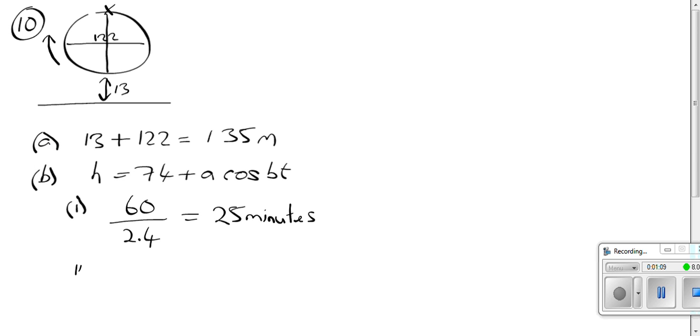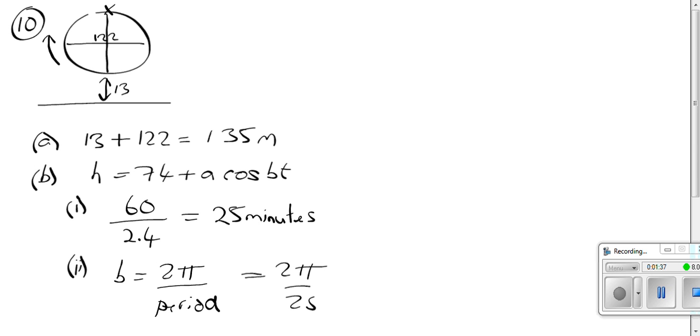In part 2, it therefore wants to know what the value of b is. Okay, we generally know that b equals 2 pi divided by, what? Over the period, sorry. Period we found out in part 1. So here we've got 2 pi over 25. And that's the exact value of b.